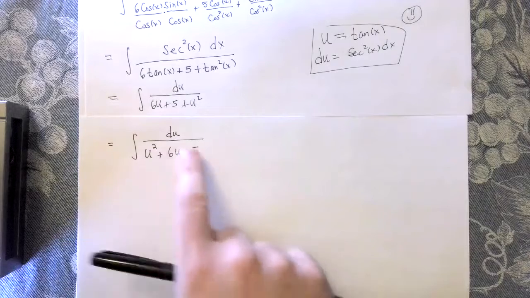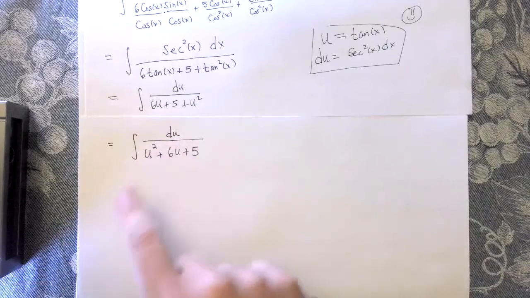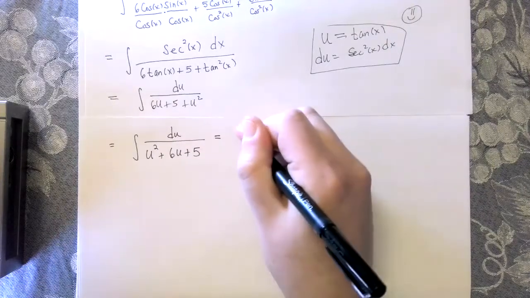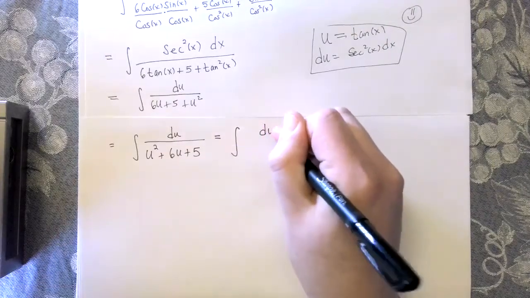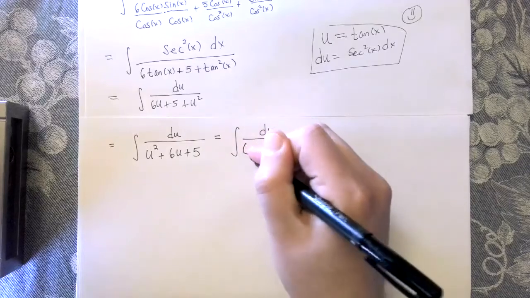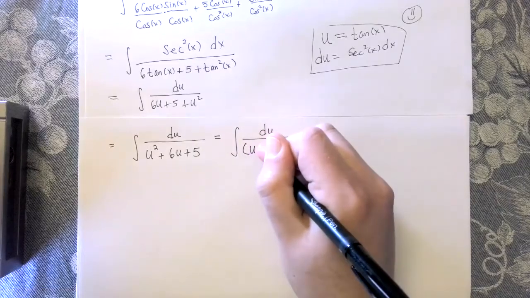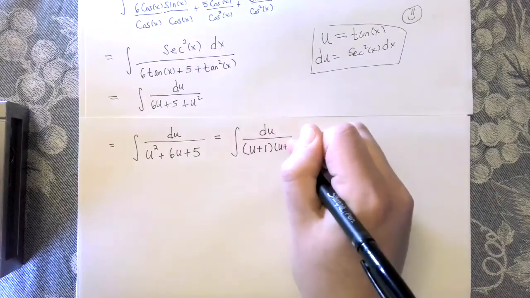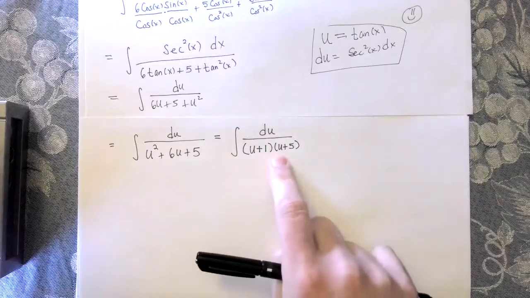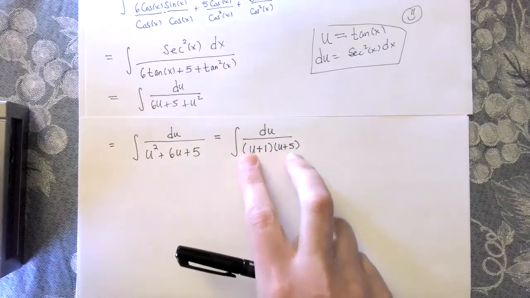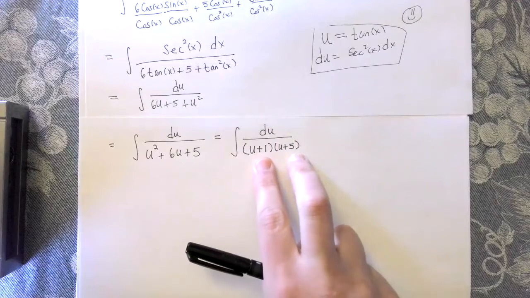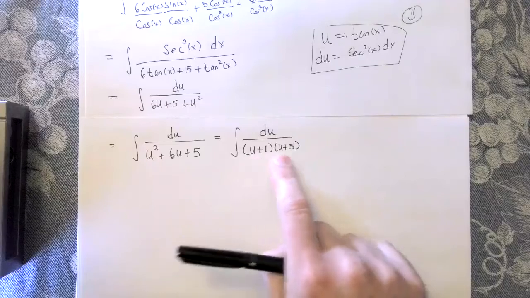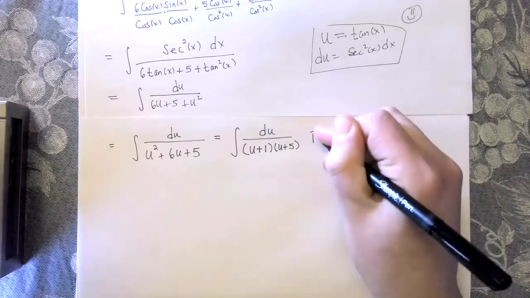But this splits really nicely, right, into the product of two binomials. So this is exactly this. So it looks like u plus 1 times u plus 5. And we can check that. So we've got u squared. Product of the outers plus the product of the inners is 6u. And then this product is 5. Okay, great. So this is telling me, because I've got the product of linear factors, to consider partial fraction decomposition.